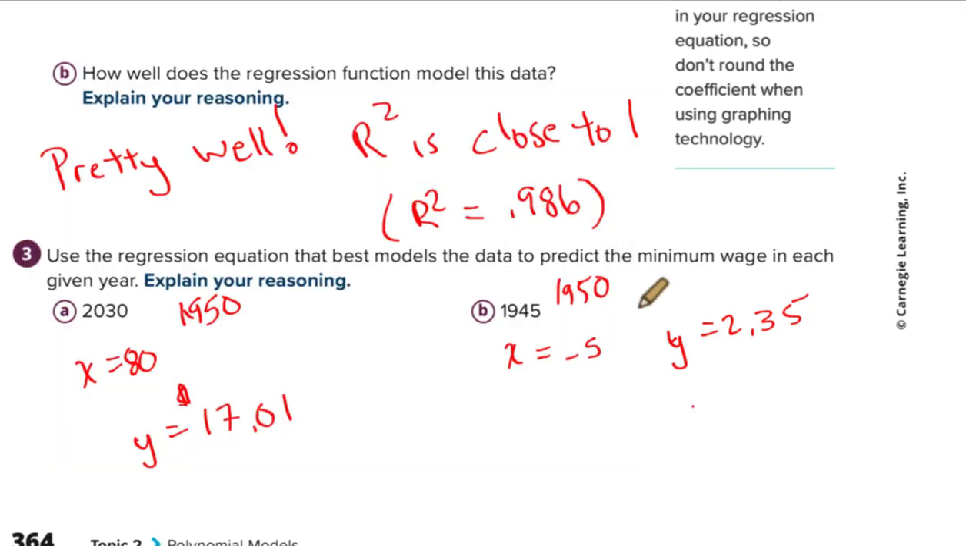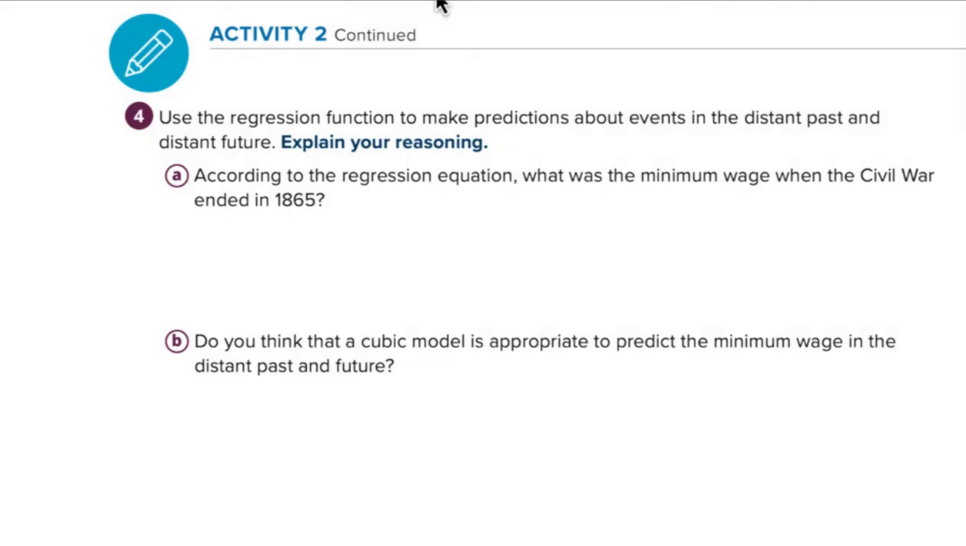$2.35, how's that going to be possible back in 1945? That's not possible. So make sure you understand that within the data points, it's okay. Outside the data points, not reliable. Okay, so now complete on the next page here. What page is this here? We got 365. Complete 4a and 4b using the same equation. Go ahead and complete 4a and 4b.